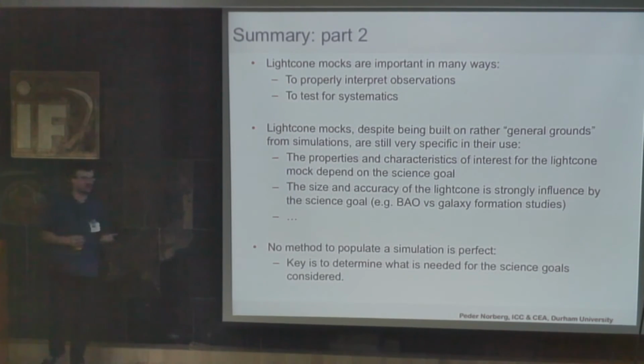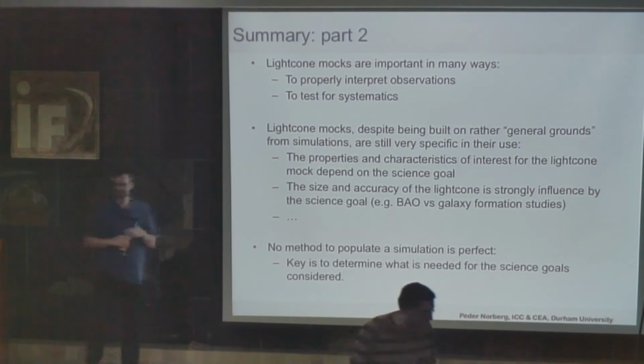Because if you need something for BAO type scales, you need a very large simulation box. Whereas if you want to do galaxy formation studies, you want to make sure you have the physics or the small scale behavior much more under control. And there's no method to populate a simulation that is perfect. All of them come with approximations. But the key is determining what is needed for the science goals considered, and choosing complementary methods in this way to get the best out of the strengths of each of them, but also highlight the weaknesses of all of them. And I think that's the point of doing these different mocks. So that's where I'm finishing off here.